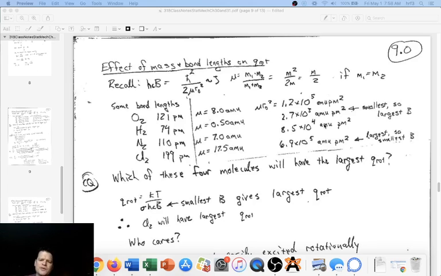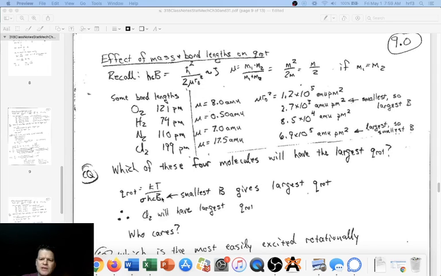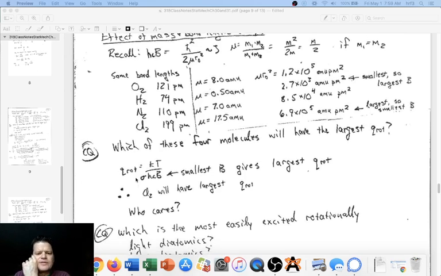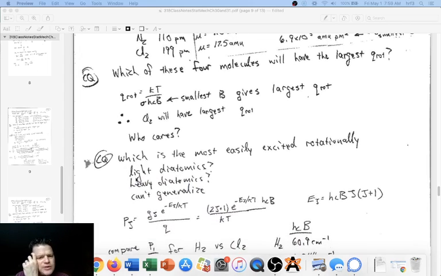So of these four molecules, which one would we expect to have the largest Q rotation? If we go back to our notes, we talked about Q rotation being kT over sigma hcB, where sigma is our degeneracy, which is going to be 2 for a diatomic. The smallest B will be in the denominator, and will give us the largest Q rotation. So that's going to be chlorine, because chlorine had the largest moment of inertia, so it'll have the smallest B, so it'll have the largest Q rotation. Okay, who cares?